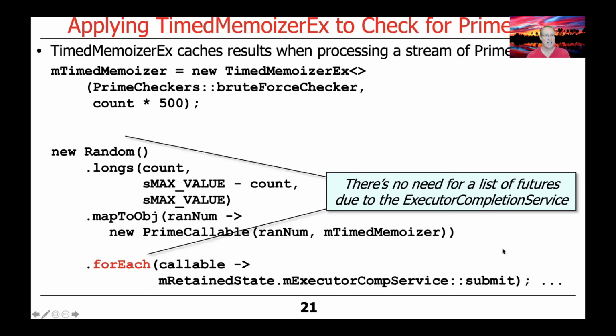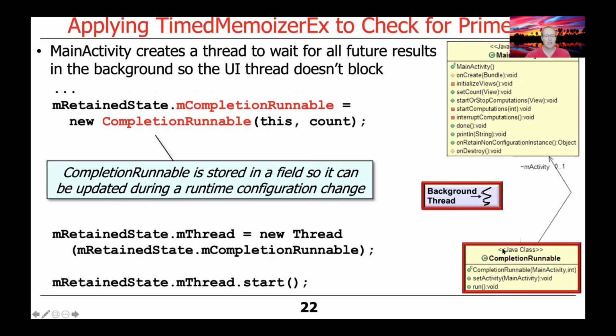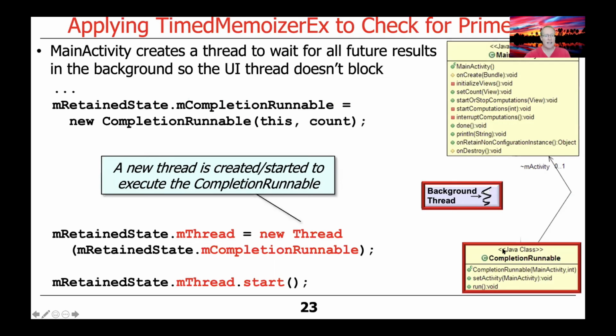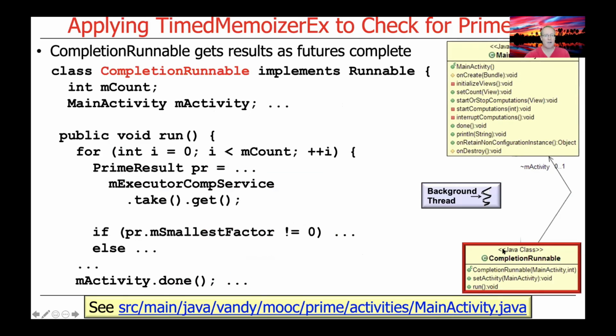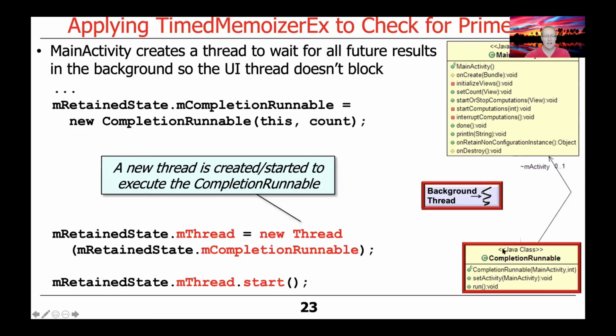Since we're using the executor completion service, there's no need for a list of futures because that's all handled internally by the executor completion service. We do need a background thread to run to reclaim the results. So we make a new instance of completion runnable. We create a new thread and we start that thread. So now it's running in the background, essentially reaping the threads.